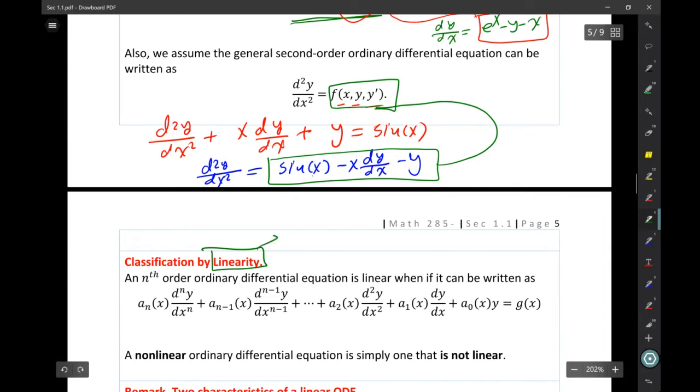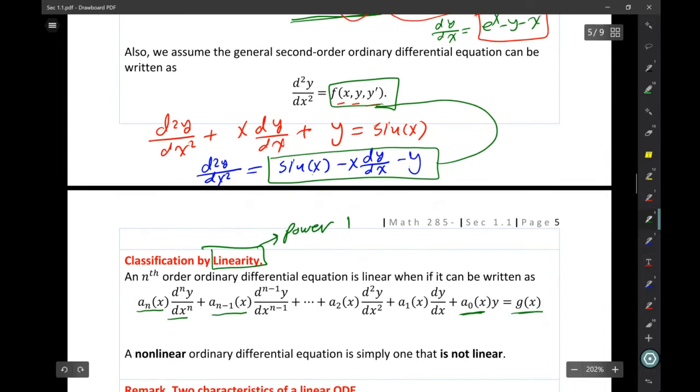Linear, it means what? Power 1. That's what the meaning of linear is in general in math. But the nth order differential equation will be called linear if it can be written in the form a n of x times y, the nth order, plus another coefficient with respect to x times the order of n minus 1, and so on. You will continue until you arrive at a naught of x, y is equal to g of x.